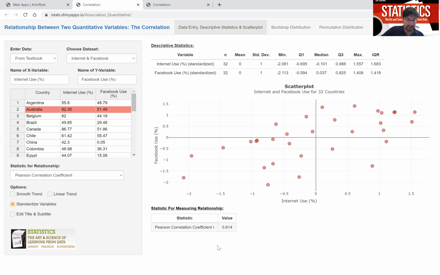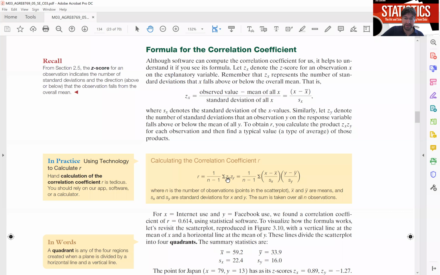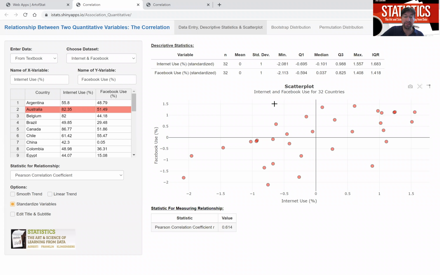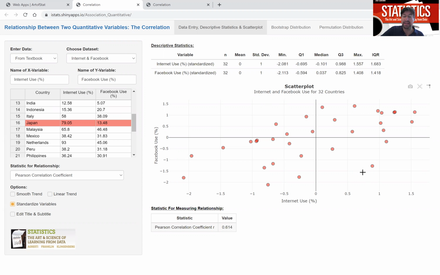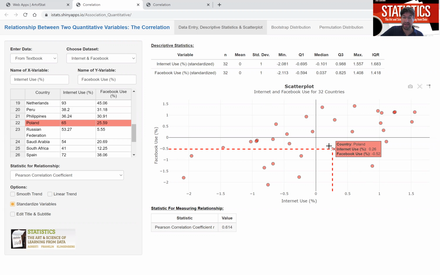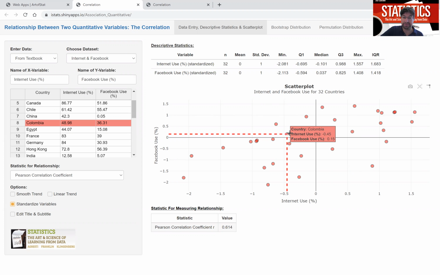So switching back to the formula, for all those countries in here, c times x times c times y is positive. They make a positive contribution to the sum. On the other hand, all those dots in the scatter plot that are in the upper left or lower right quadrant, their product of z-scores is negative. Let's go to Japan again, which has a positive x z-score, but a negative y z-score. Their product will be negative. And that's true for these three countries and for these four countries.